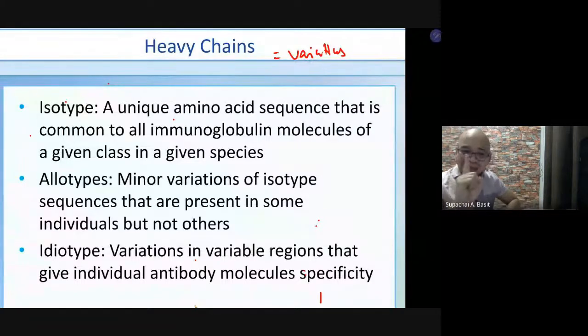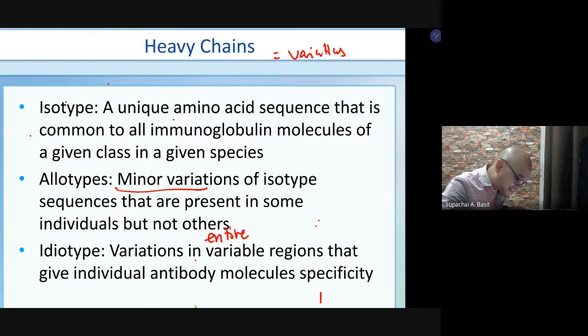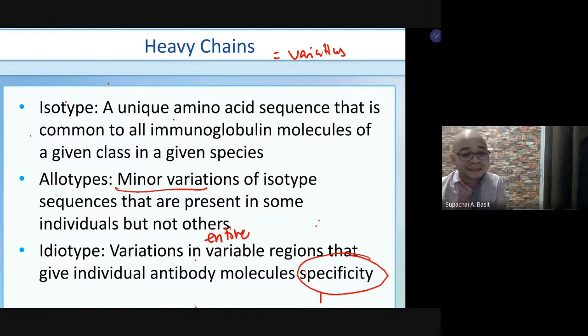So when we say isotype, all of our amino acids are the same. But in allotype, you may have a different amino acid sequence, but those differences are just minor. But when you say idiotype, it is the variation in the entire variable regions. This particular idiotype will allow us to have individual antibody molecule specificity.